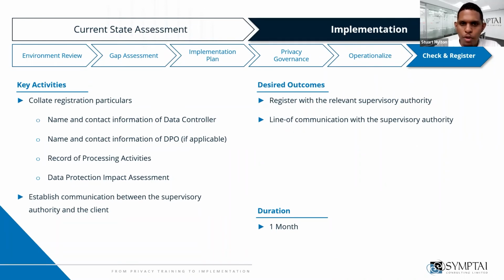And the desired outcome, of course, is that we've done our registration, we're good to go. We appear on that public register of data controllers. And finally, we have a line of communication with the supervisory authority that we can call on. So you may even develop procedures for managing that communication on an ongoing basis. And we estimate about 1 month for this process.